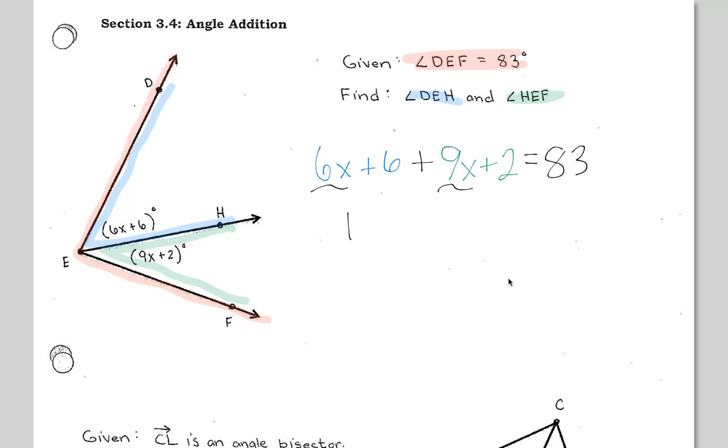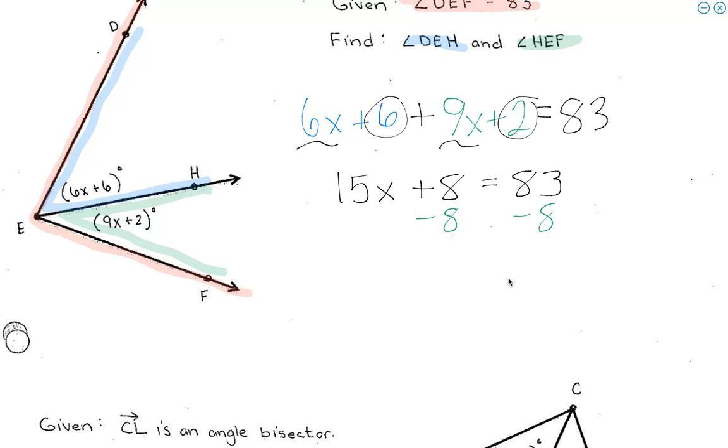Combine like terms, we have 15x plus 8 equals 83. Subtract 8 from both sides. That's 15x equals 75. X equals 5.